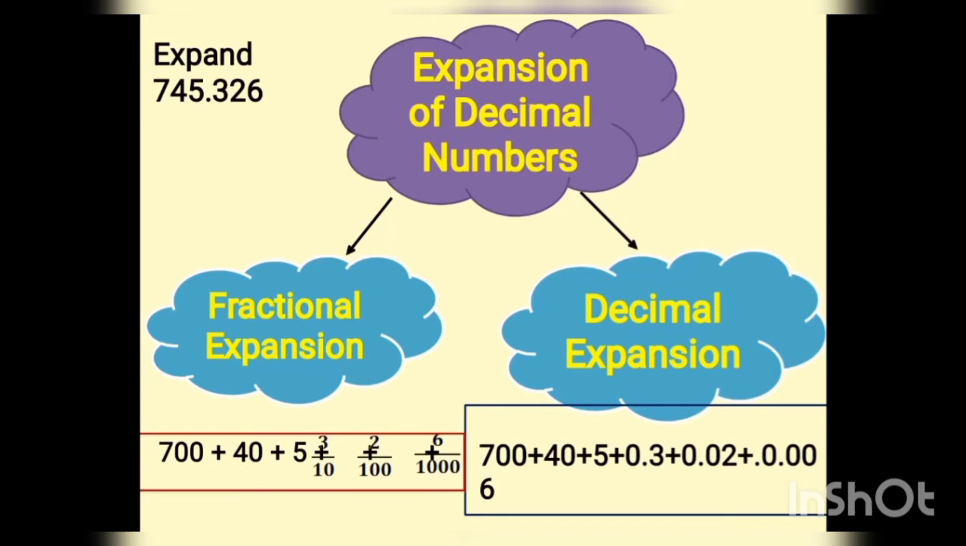See the example. How to expand decimal numbers. 745.326. Now in a fractional number, how to expand it? 700 plus 40 plus 5 plus 3 by 10 plus 2 by 100 plus 6 by 1000. Now in decimal expansion, 700 plus 40 plus 5 plus 0.3 plus 0.02 plus 0.006.